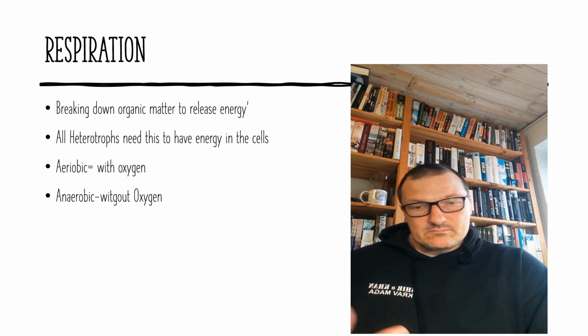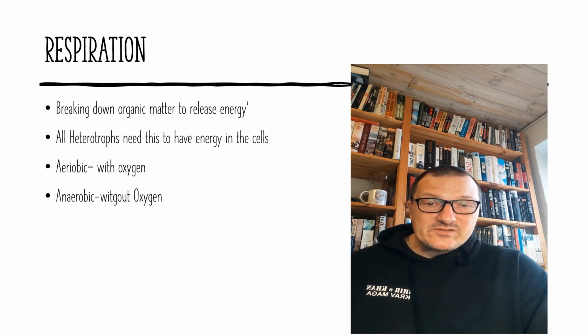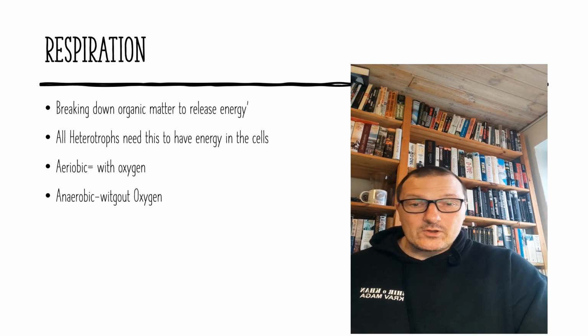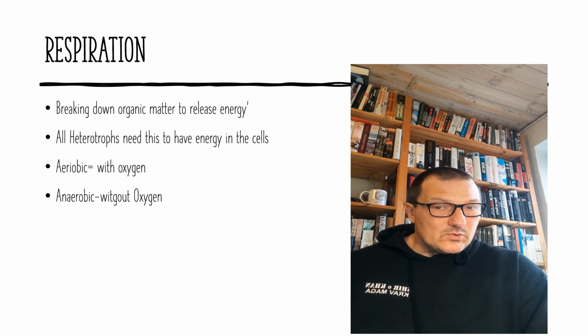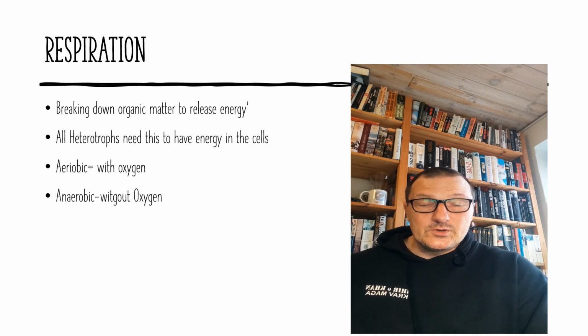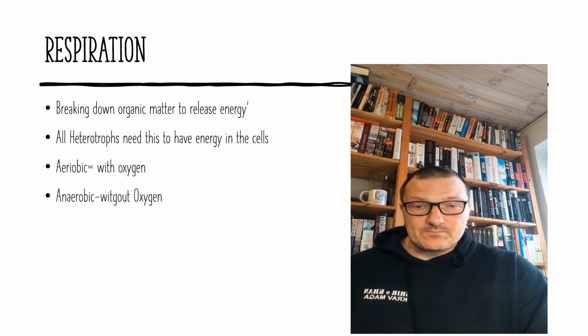All heterotrophs, which means animals in this case, do respiration one way or another. And there are two ways of doing it, aerobic and anaerobic, with or without oxygen. Most animals can do both, but most animals prefer to do it with oxygen, simply because doing it with oxygen releases way more energy than doing it without oxygen.